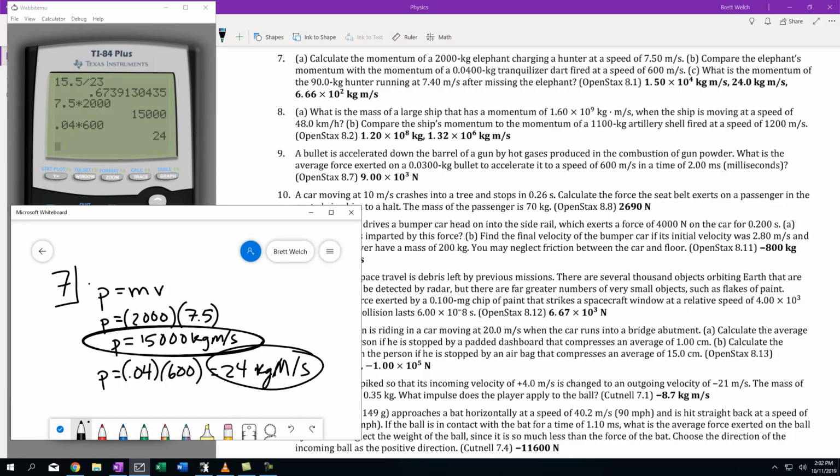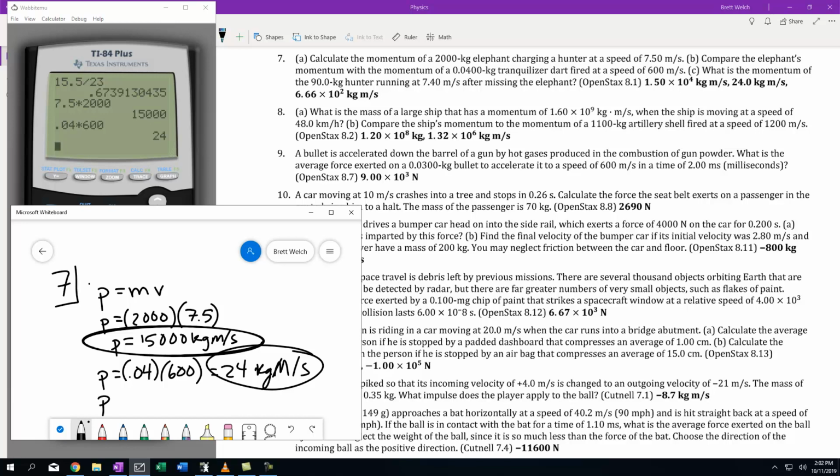That being said, this is the funny part. What's the momentum of the 90 kilogram hunter at 7.4 meters per second after missing the elephant? So he misses the elephant, turns around, takes off to run. Well, let's keep in mind, if the elephant's running 7.5 and the hunter's running 7.4, if the elephant doesn't run out of energy, it is going to catch that hunter and run it down. So that's not a good plan for the hunter.